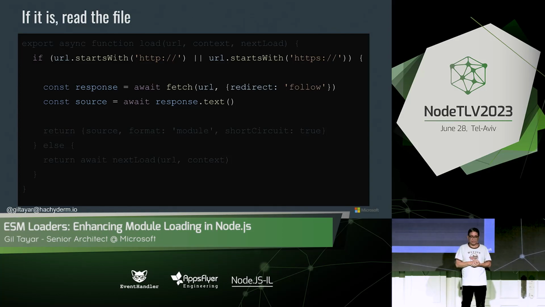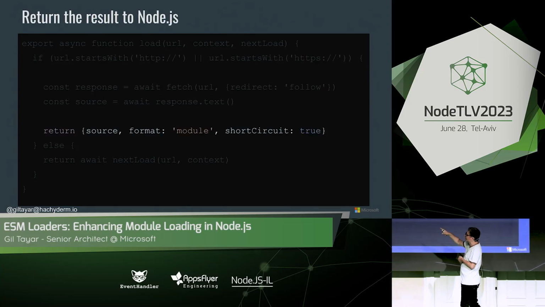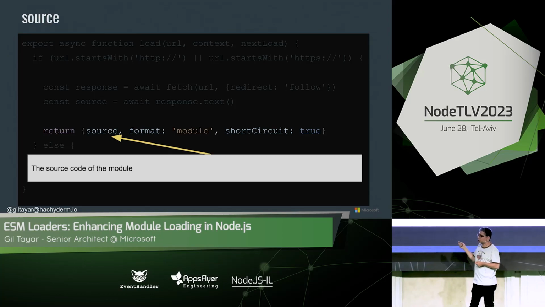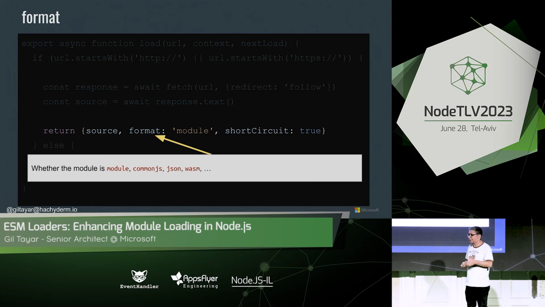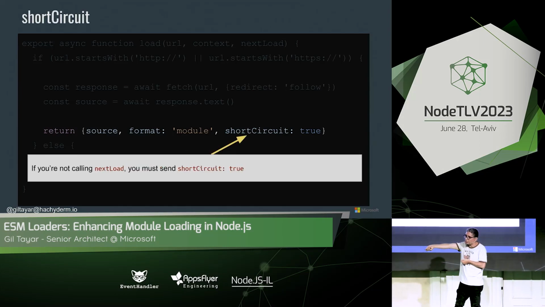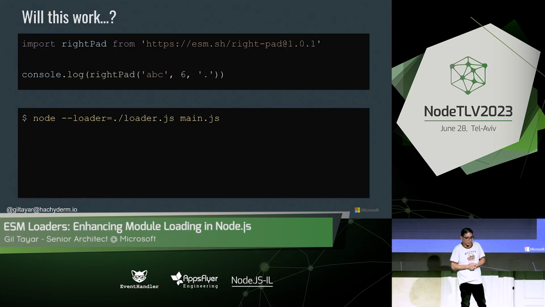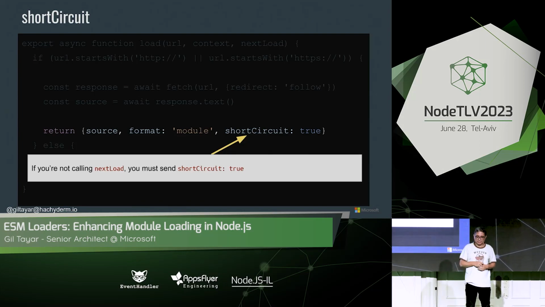No real error handling here. And I return the source as an object. As you can see, the source code of the module, just return it, and Node knows to do it. I have to say whether it's CJS or ESM. In our case, we'll just say it's ESM, which is module. And if I'm not calling nextLoad, for some reason, I have to pass shortCircuit true. No idea why. But if I don't, it says, well, you should pass shortCircuit true, and then I add it and it works. I think it's a defense mechanism or something like that.